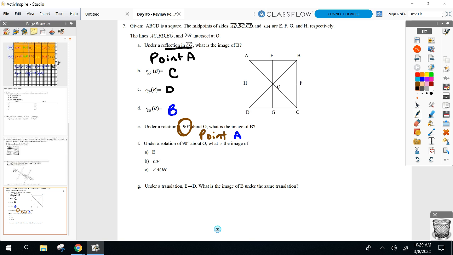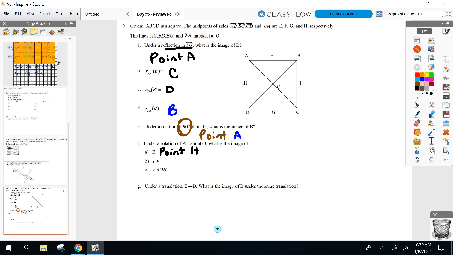Where would point E go? Same thing, rotate 90. Where would point E go? So if you want to turn your paper, go ahead, turn it, see where E ends up, and then say, all right, what's originally in E spot? What's in E spot? Going to the left now, not to the right, to the left. Point H. Yep, good.